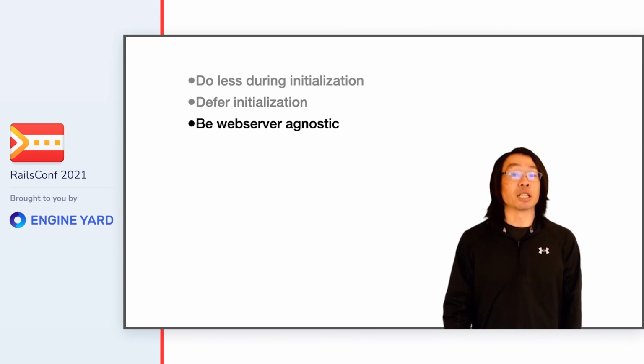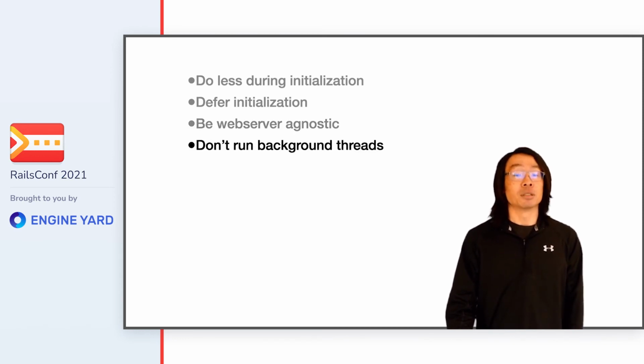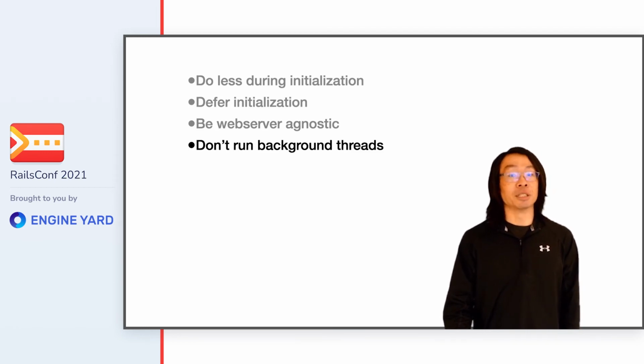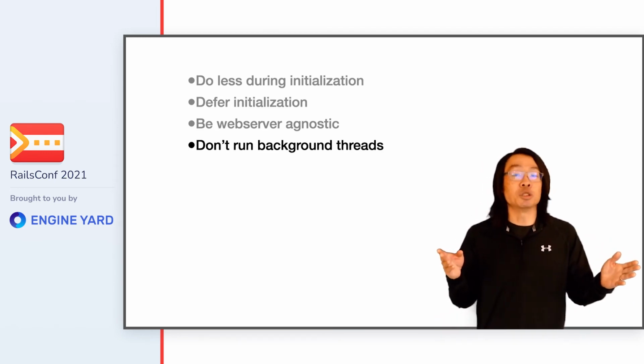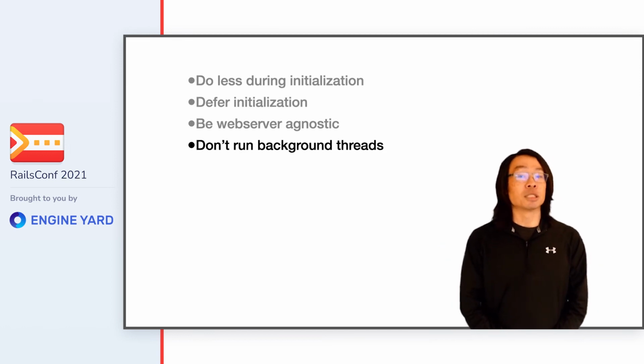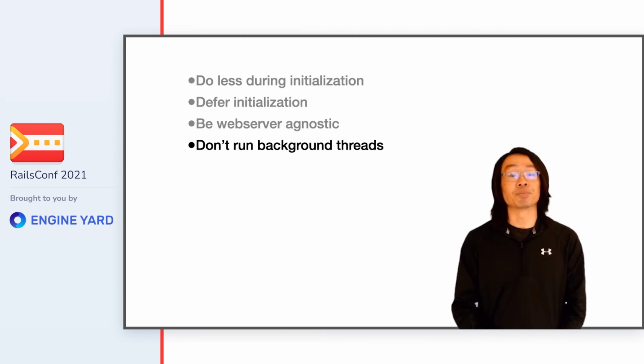Be web server agnostic. Don't tie yourself directly to Puma or Unicorn or Passenger or any particular system that has deep dependencies on the server. Background threads. Just don't do it. Unless your threads are tightly scoped to a request, better just not to use them at all. If you need to run stuff asynchronously, consider a task queue or some similar mechanism.